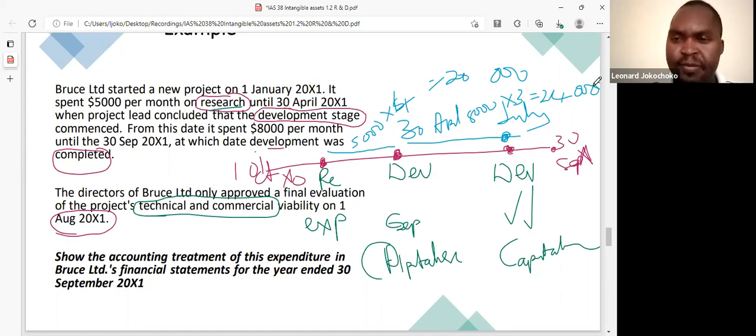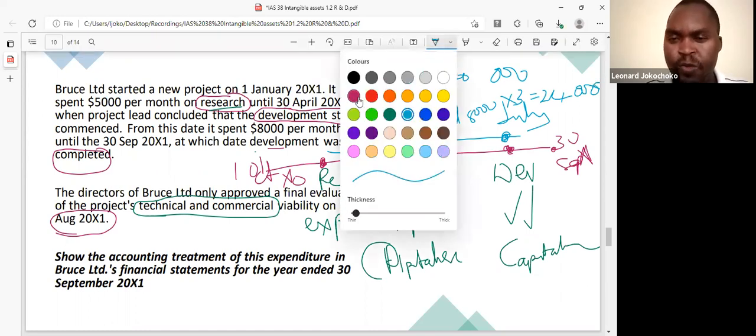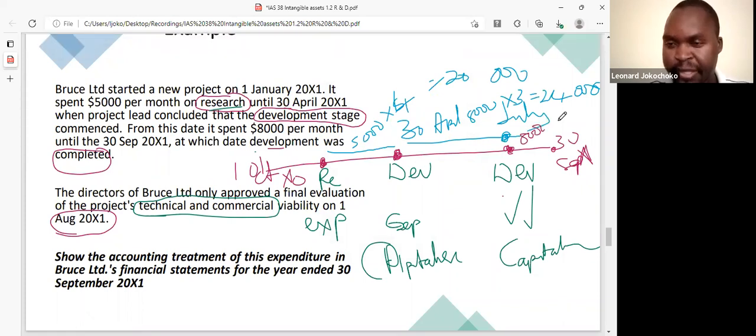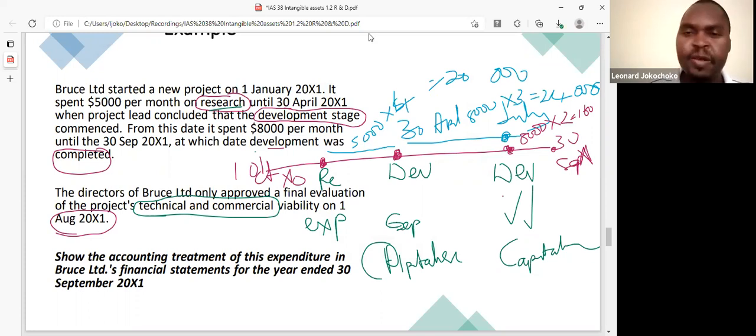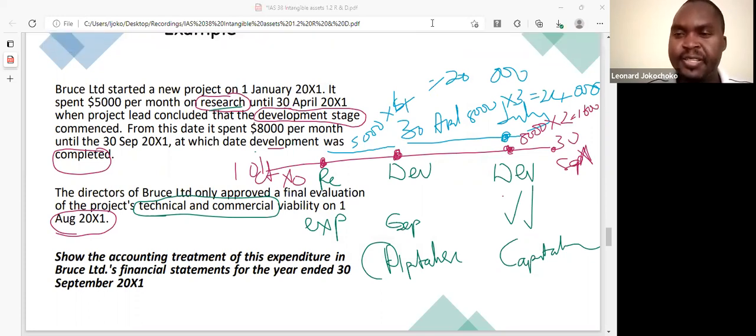Then the final part, which starts on 1 August. Because we've met the criteria, I'll take the amount. It is going to be 8,000. The amount is not changed. It is still 8,000. But this is for the whole of August and the whole of September. 8,000 times 2 gives me $16,000. The $16,000 is capitalized. In other words, it is treated as an asset.